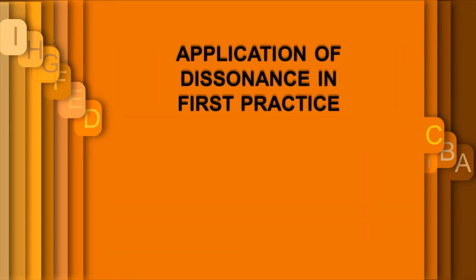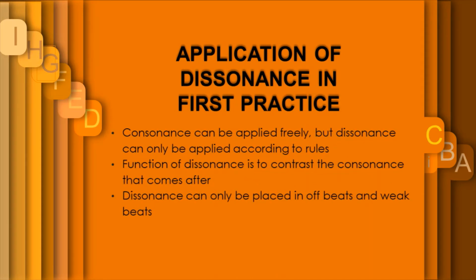This is the brief application of dissonance in the first practice. Consonances can be applied freely throughout the music, but dissonance can only be applied according to rules. The function of dissonance is to contrast with the consonances that come after, making the consonances much more satisfying to the ears. Dissonance can only be placed on off beats and weak beats. On the strong beats, which are the first and third beats, only consonant intervals are allowed.